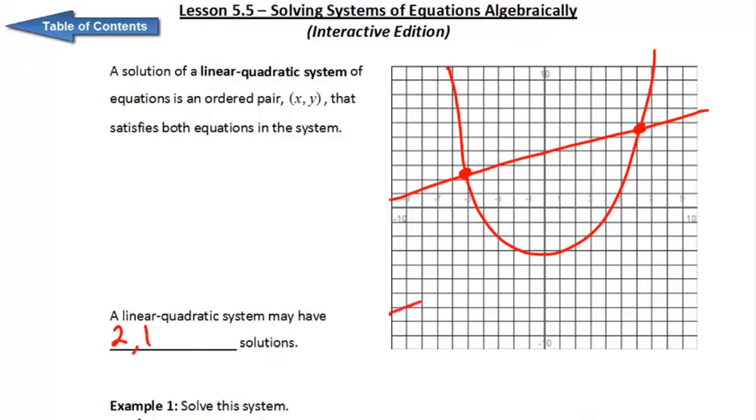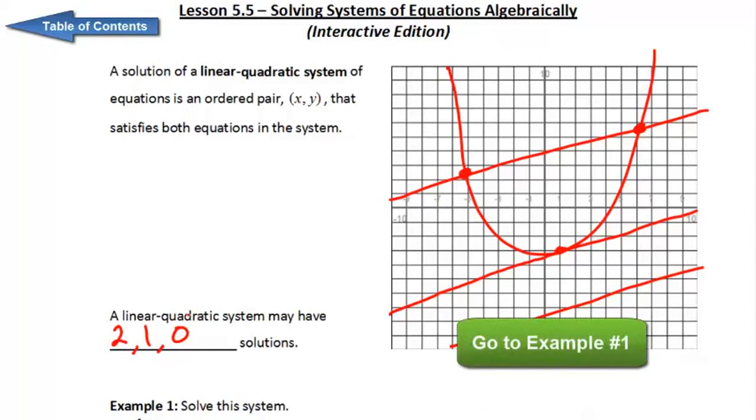What would that look like? It would just touch the graph at one single point right there. And the third possibility, as you can see, is if we had a line cross somewhere down here, we could also have no solutions. All right? It's not possible to have more than two, but we can, as you see, have 1 and 0 solutions.